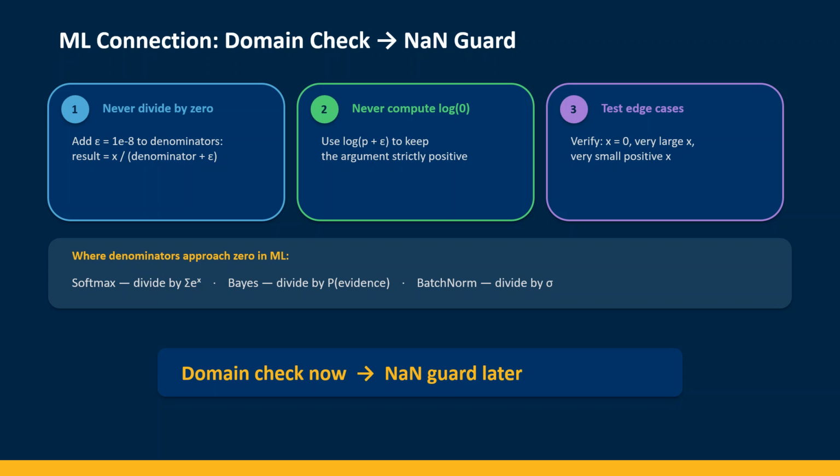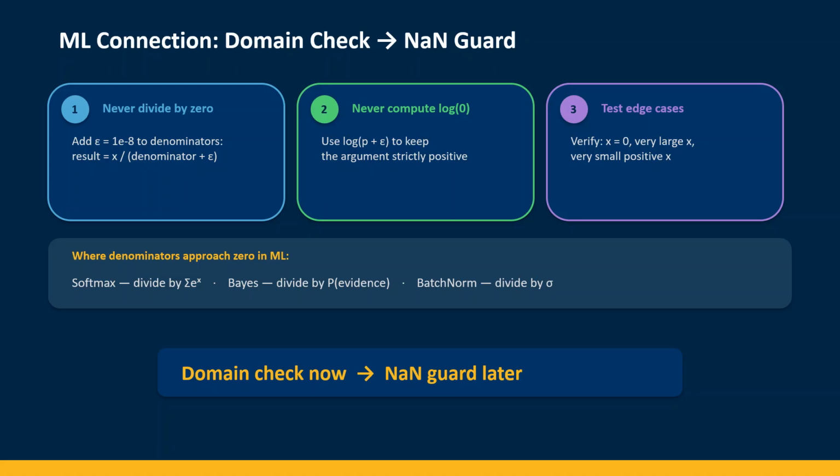Second, never compute the logarithm of 0. Instead, compute log of p plus epsilon to ensure the argument remains strictly positive. Third, verify every formula against edge cases, particularly x equals 0, very large x, and very small positive x, before deploying it in a training loop.